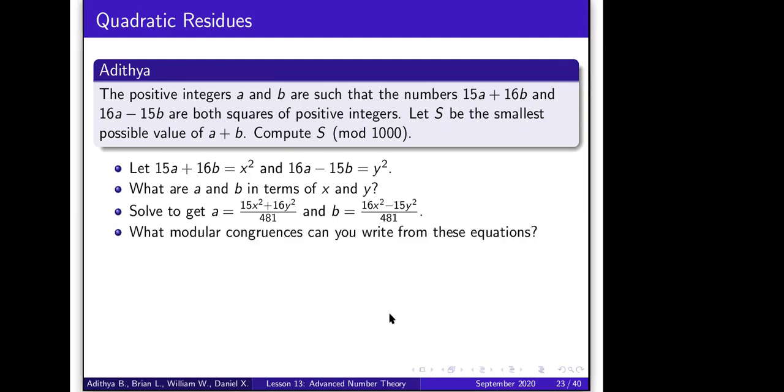So what modular congruences can we write from these equations, other than what I just said? Maybe try to look at the prime factorization of 481.